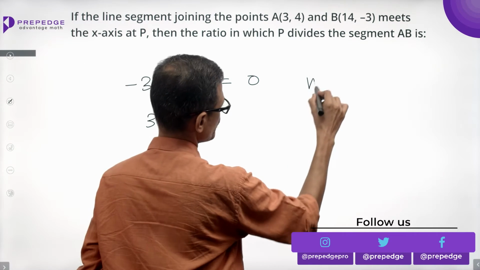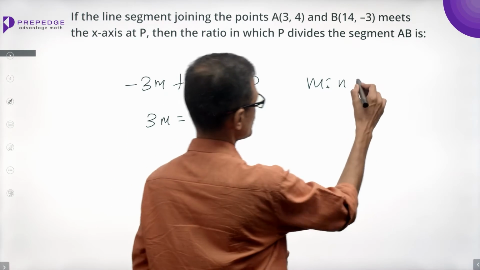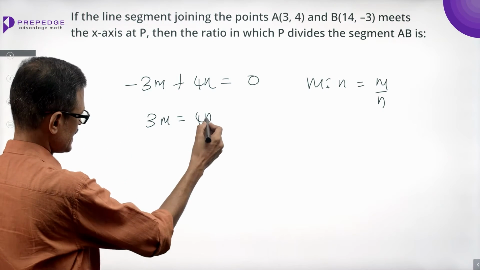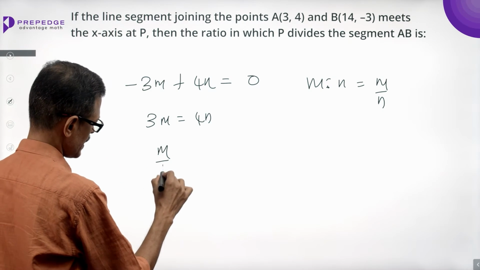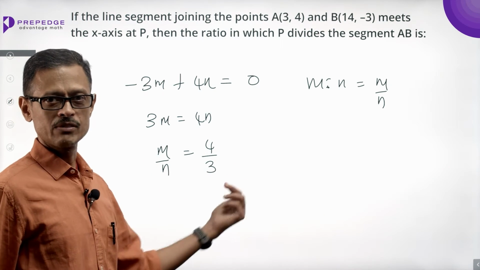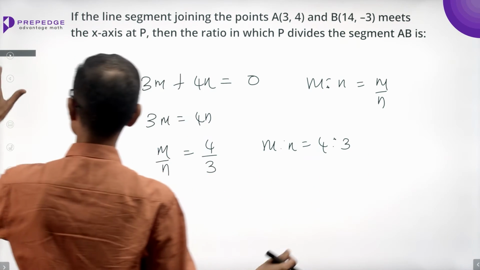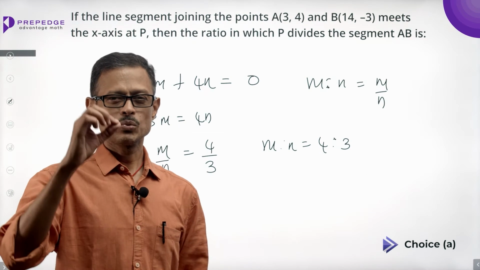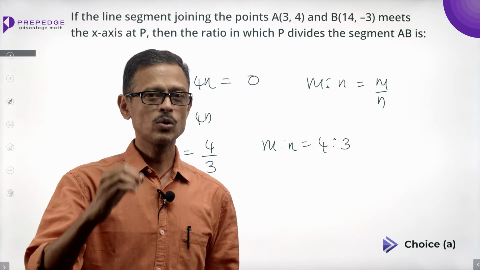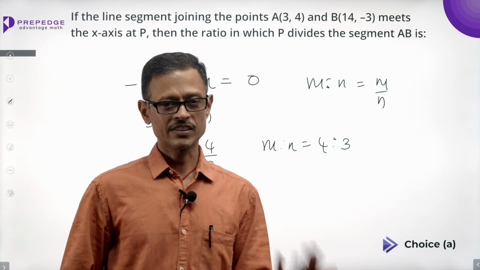What we need to find is the ratio m:1. Any ratio m:1 when written as a fraction will be of the form m by n. So if we find m by n, we know the ratio. Take this n to the left hand side denominator, so it becomes m by n. Take the 3 to the right hand side denominator, it becomes 4 by 3. m by n is equal to 4 by 3, therefore m:n is equal to 4:3. Choice A is the correct answer to this question. In the question, if they say point P cuts the x-axis, then the y coordinate of point P is equal to 0. Then it is a straightforward, simple application of the section formula.